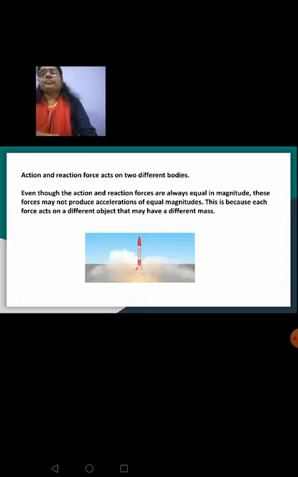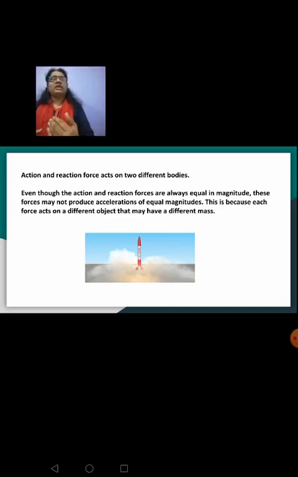Okay, now even though the action and reaction force are always equal in magnitude, these forces may not produce acceleration of equal magnitude. Best example is your bullet and the gun. The velocity shown by the fast moving bullet is greater when compared to the velocity shown by the gun when it recoils back. This is because each force, this action force and reaction force, acts on a different object that has different mass.